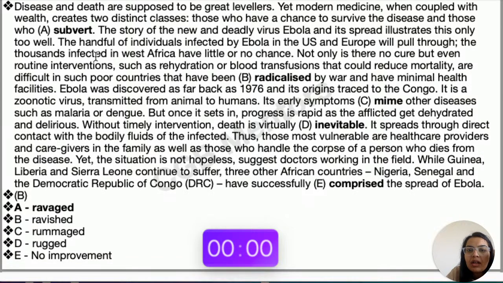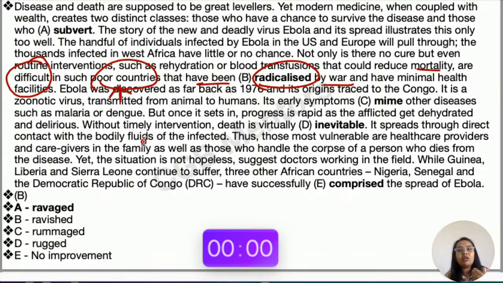Then there is a story going on. आपको पढ़ना है. Right now I'm not going through it. So we will just see B कहाँ पर आ रहा है. Such as rehydration or blood transfusions that could reduce mortality are difficult in poor countries. Poor countries that have been radicalized by war and have minimal health facilities. So we are talking about condition of these poor countries that they are unable to overcome, है ना. तो इस वजह से यहाँ पे आएगा ravage.